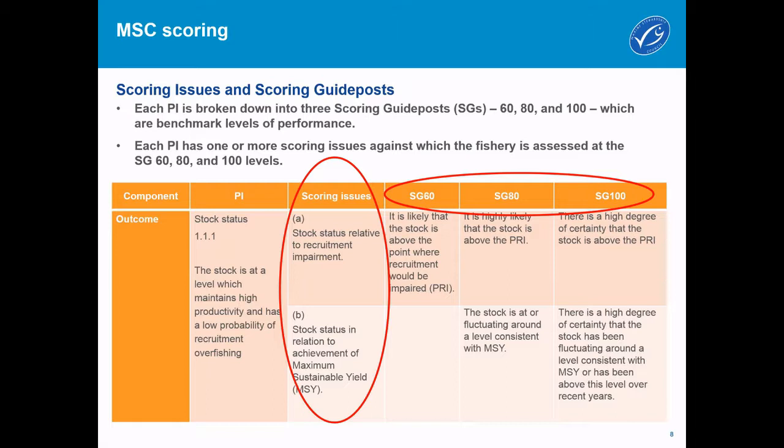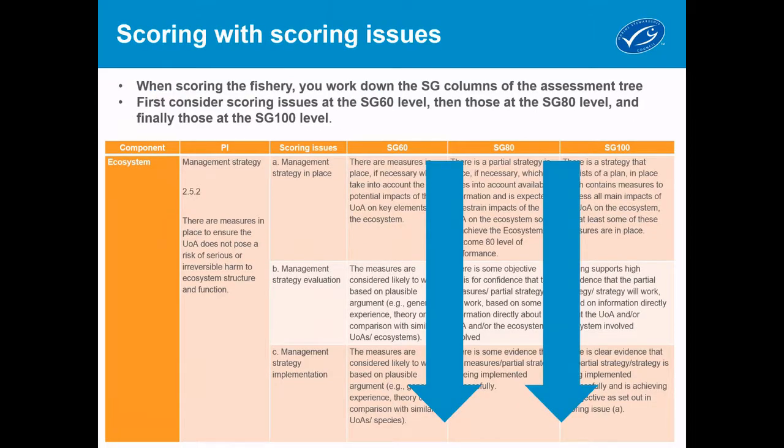And then we have the scoring issues, which are listed vertically. Each performance indicator will have 1 or more scoring issues, and it's against these that the fishery is assessed at the different scoring guidepost levels, so at the different benchmark levels. So how do you go about scoring with your scoring issues and your scoring guideposts? Well, you work down the columns of each scoring guidepost level. You start at the 60 level, and you start with scoring issue A, and then you work down to B and C for this example.